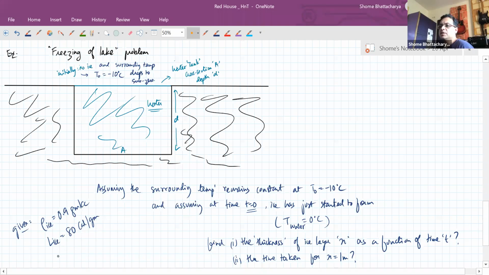So latent heat of ice is 80 calories per gram, and also given to us is the thermal conductivity of ice, 2.22 if I remember correctly. I'll just check the value and tell you. Watts per meter Kelvin. Okay. So all this information is given to us.